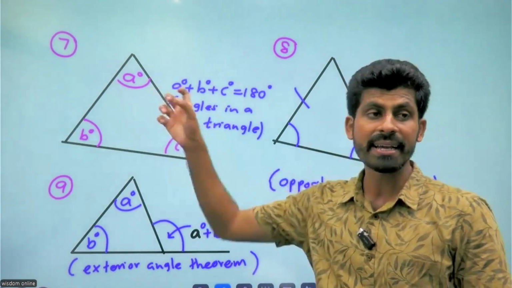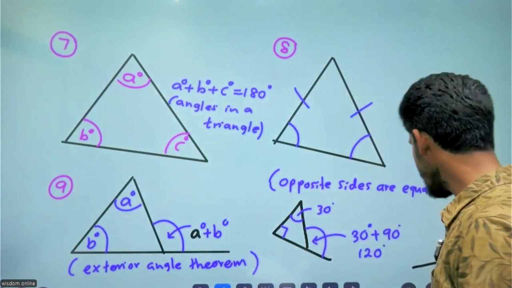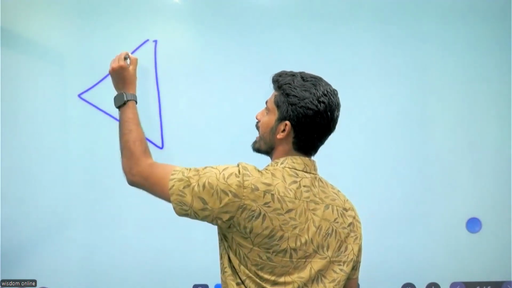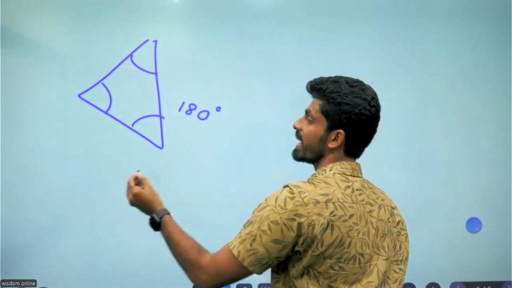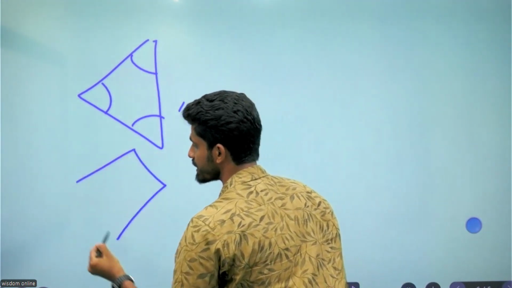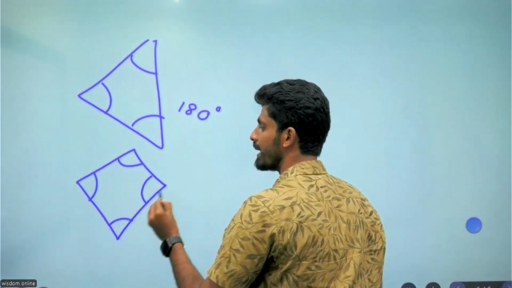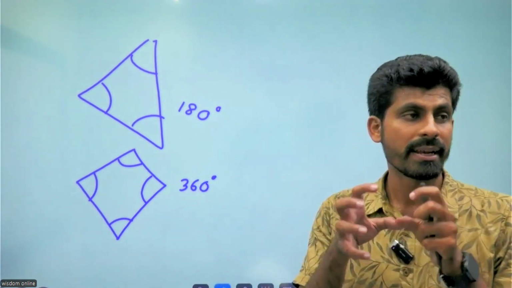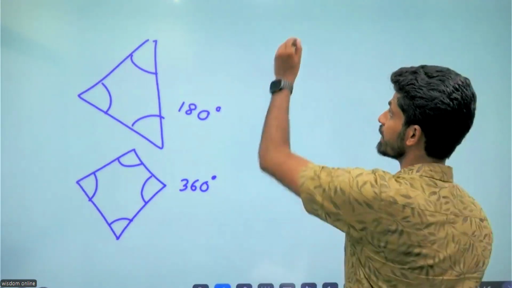Angles in a triangle add up to 180. You know that one, right? Angles in a quadrilateral add up to 360. So the total value of the interior angles in a quadrilateral equals 360.